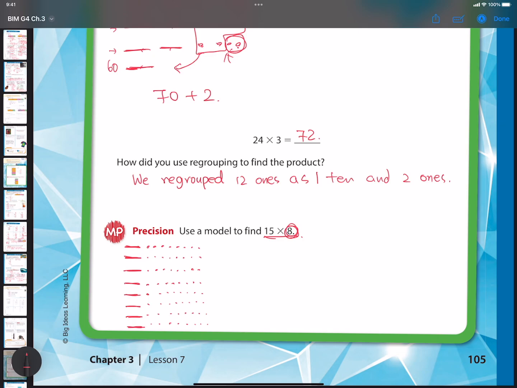Now let's take a look. How many longs are here? 1, 2, 3, 4, 5, 6, 7, 8, which is 80. And then we have 8 ones. Let's see, 8 of... it's supposed to be 15.